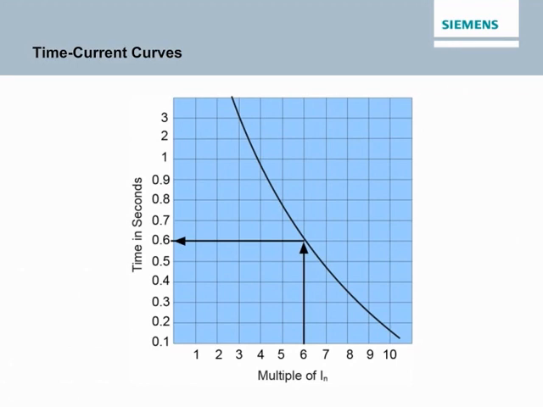To determine how long a breaker will take to trip at a given multiple of the continuous current rating, find the multiple on the bottom of the graph and draw a vertical line to the point where it intersects the curve. Then draw a horizontal line to the left side of the graph and find the time to trip. For example, in this illustration, a circuit breaker will trip when current remains at 6 times the continuous current rating for 0.6 seconds. Note that the higher the current, the shorter the trip time of the circuit breaker.